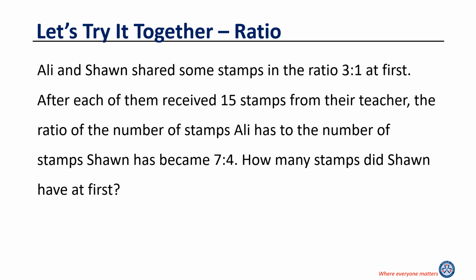Ali and Sean shared some stamps in the ratio 3:1 at first. After each of them received 15 stamps from their teacher, the ratio of the number of stamps Ali has to the number of stamps Sean has became 7:4. How many stamps did Sean have at first?